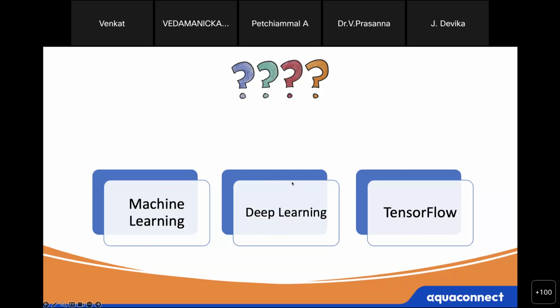Finally, we come to TensorFlow. What is TensorFlow? TensorFlow is like a set of tools for machine learning and deep learning, just as you might use a calculator to help with the math, right? So you can use TensorFlow to help build and train your machine learning or deep learning models.